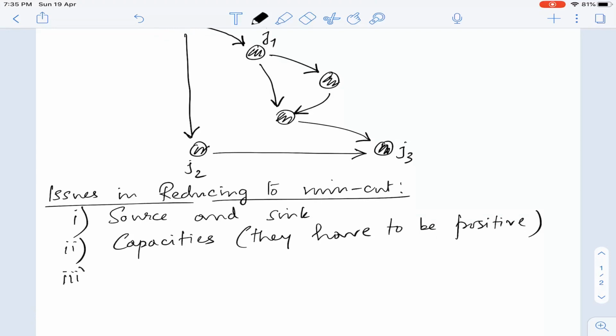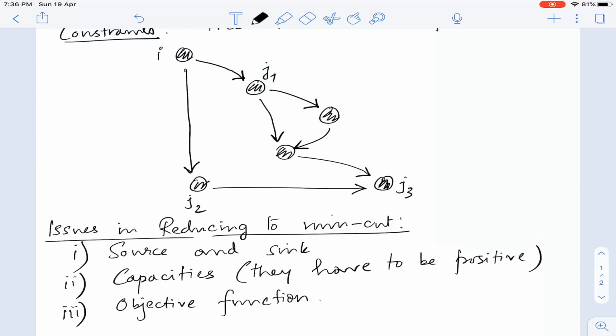And in fact, if you think about it, the third issue is the objective function. Why is this an issue? Well, remember, I am trying to maximize my profit. On the other hand, I'm telling you that I'm going to use the min cut theorem, which is a minimization objective. Clearly, both of them are optimization problems, but one is a maximization that you want to solve, while the one that you are trying to use is a minimization problem. So how do we transform a maximization problem to a minimization objective? At a high level, these are the three issues that we are going to talk about.